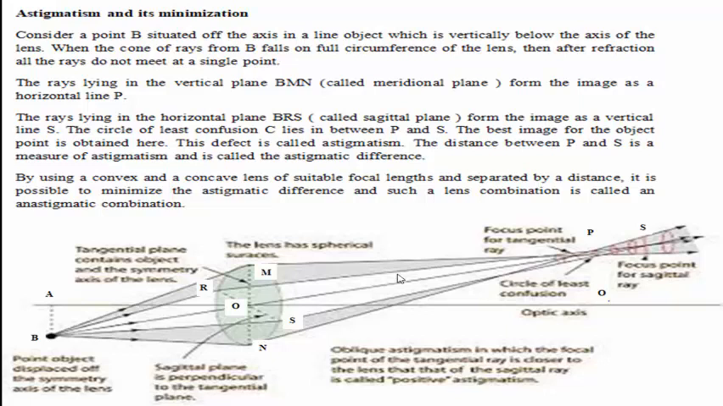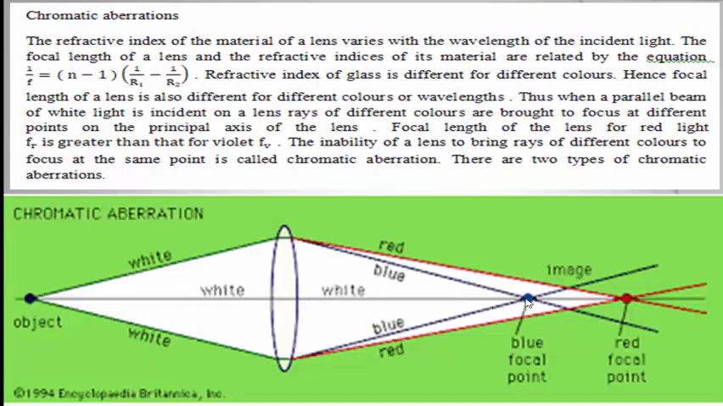By using a convex and a concave lens of suitable focal length and separated by a distance, it is possible to minimize the astigmatic difference, and such a lens combination is called an anastigmatic combination. After taking the spherical aberrations, now we have to discuss the chromatic aberrations.